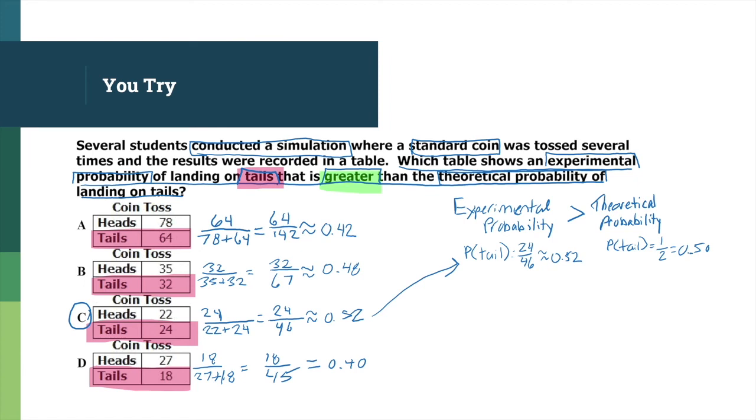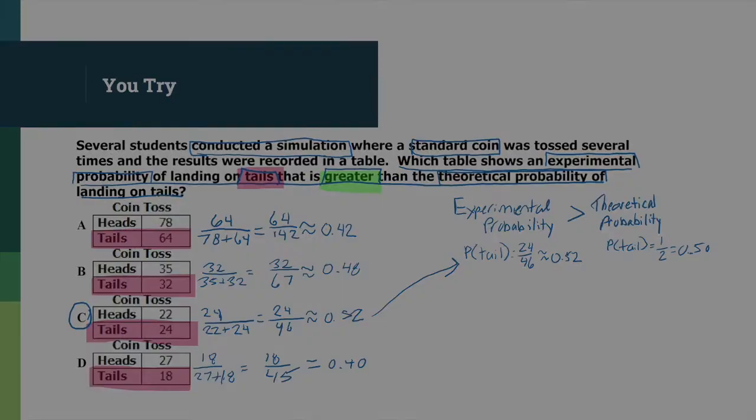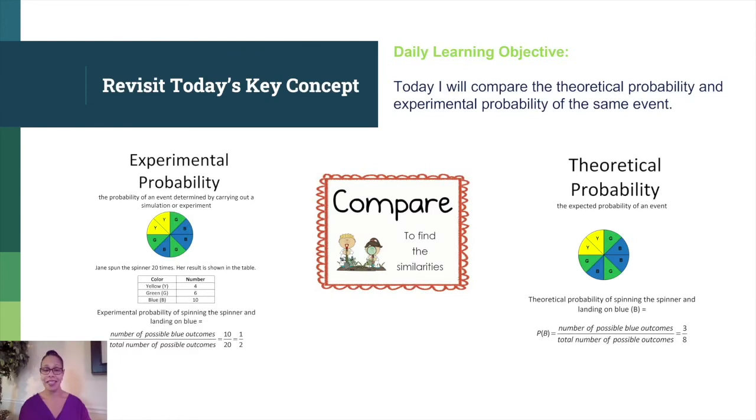How did you do? Again, our learning objective for today was to compare the theoretical probability and experimental probability of the same event. As we have seen in today's lesson, probability comparisons take place all around us. Think about it the next time you hear the news report about a recall, or when you see the sweepstakes come in the mail, or even when you need to remind Nana about sending in her mail-in rebate to get her discount.